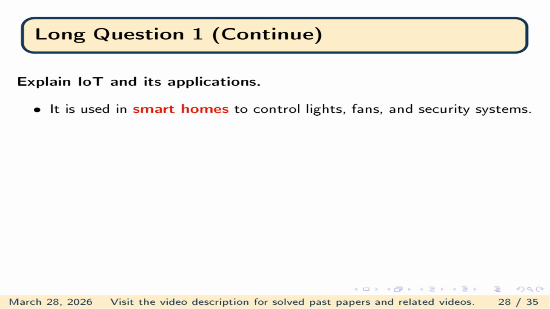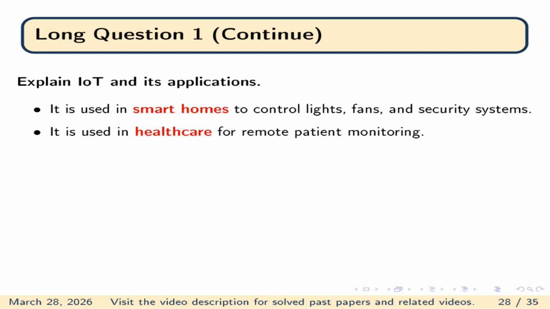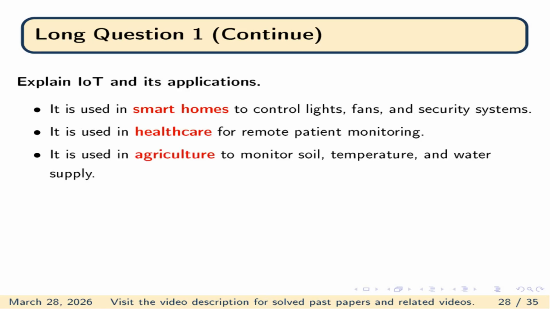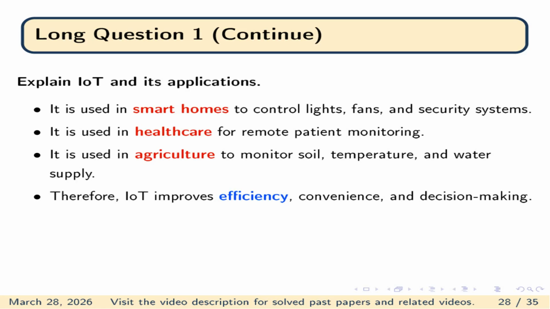It is used in smart homes to control lights, fans, and security systems. It is used in healthcare for remote patient monitoring. It is used in agriculture to monitor soil temperature and water supply. Therefore, IoT improves efficiency, convenience, and decision making.